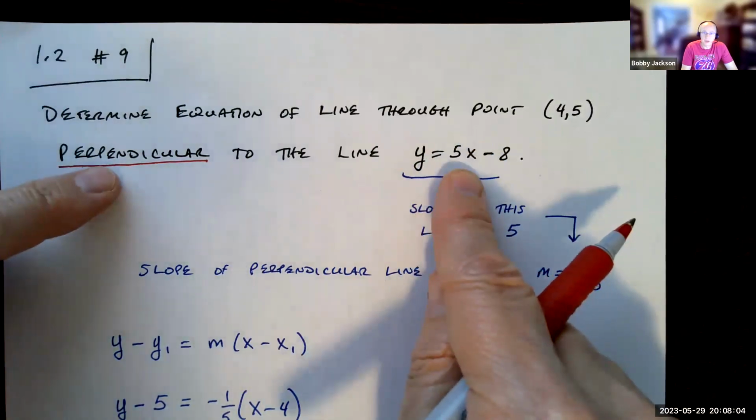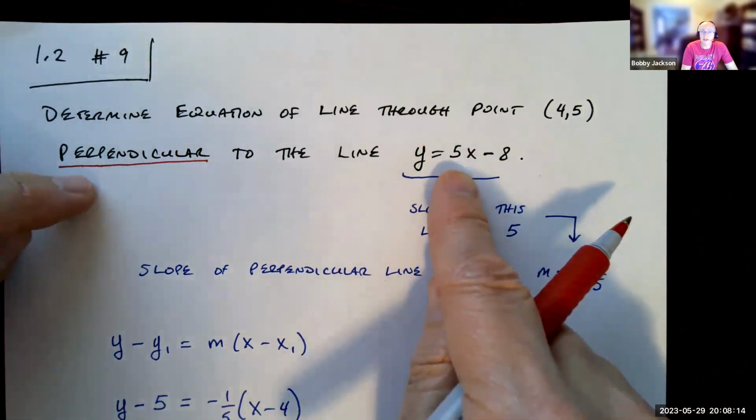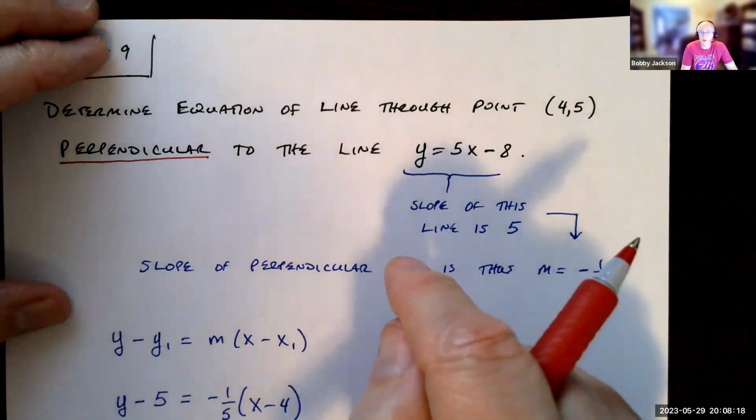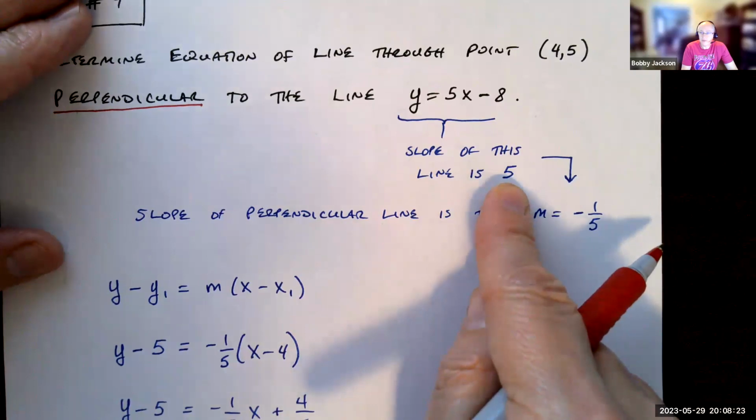But our line is perpendicular. What do we know about lines that are perpendicular? Well, we know their slopes, if we multiply them together, we get -1, which means the slopes are negative reciprocals of one another. So I'm going to take the negative reciprocal of 5.